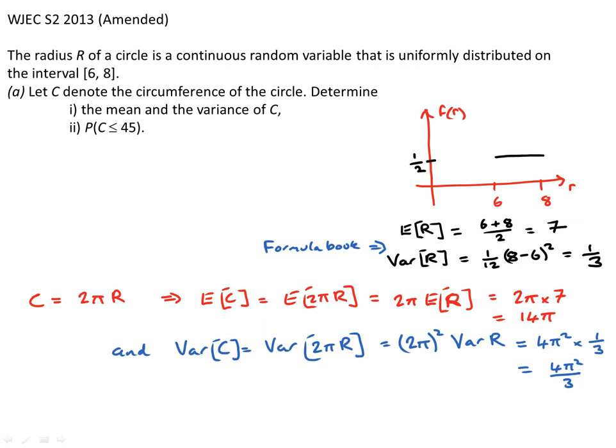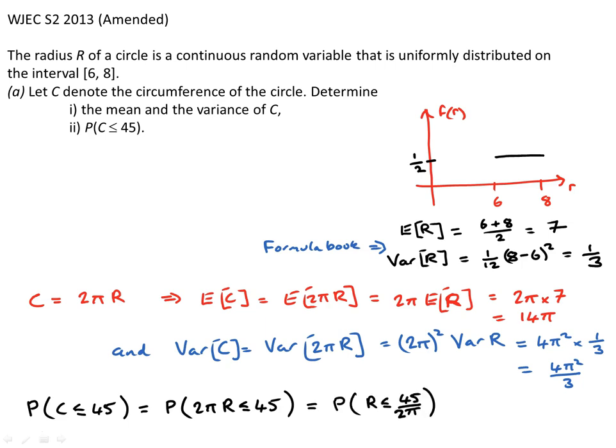The probability that C is less than or equal to 45 is the probability that 2 pi r is less than or equal to 45. So that's the probability that r is less than or equal to 45 over 2 pi. Or in other words, the probability that r is less than or equal to 7.162.